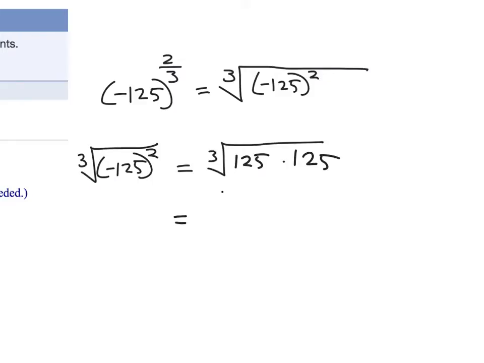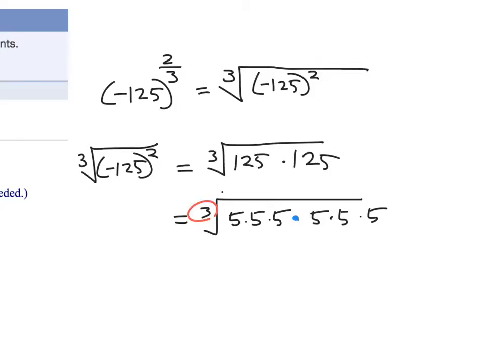And now I'm going to write both of these numbers in expanded notation, and I happen to know that 125 is 5 times 5 times 5, and then this is times another 5 times 5 times 5. All right, so these 3 5s come from this 125, these 3 5s come from this 125, and then since the root is a 3, we know we can circle 3 5s and write one of them down.